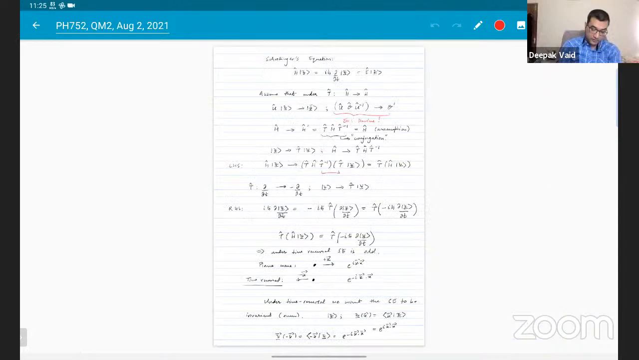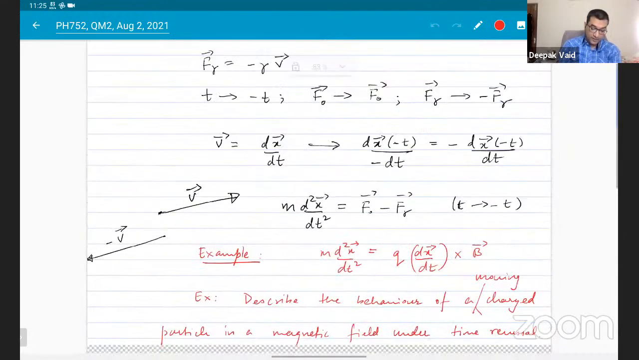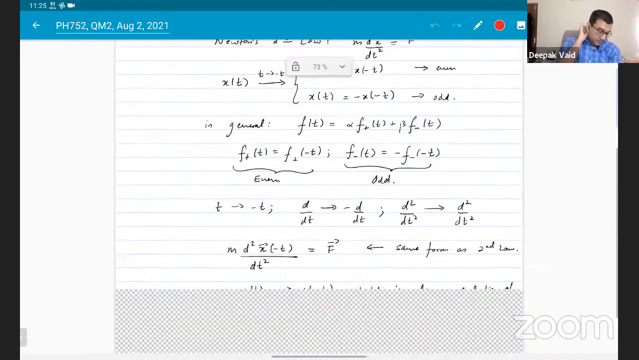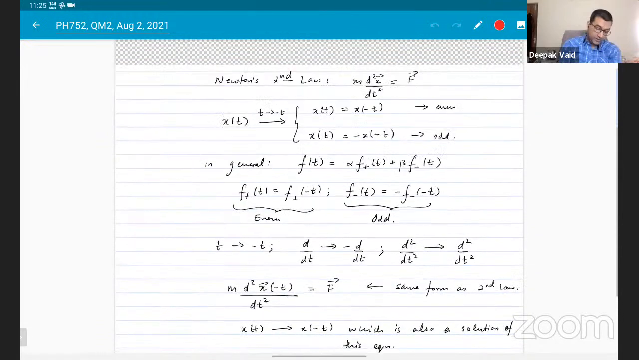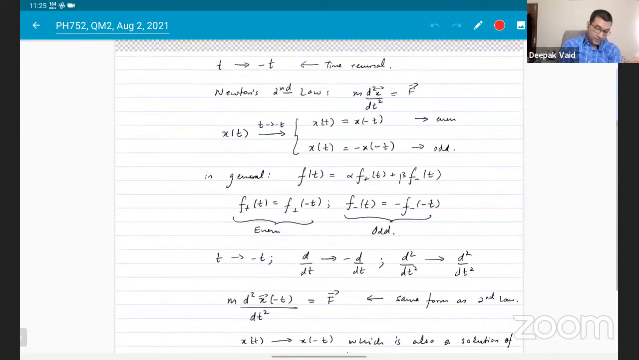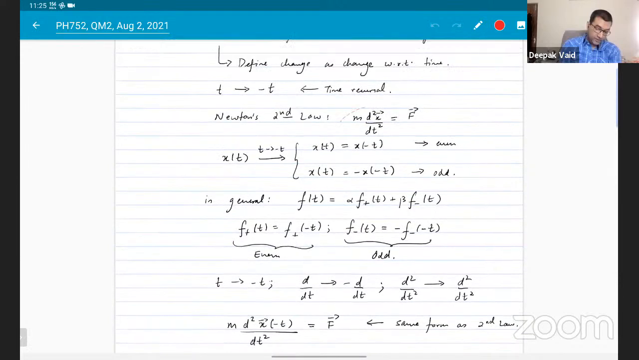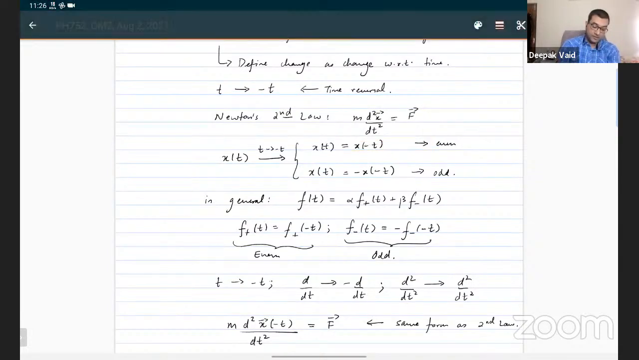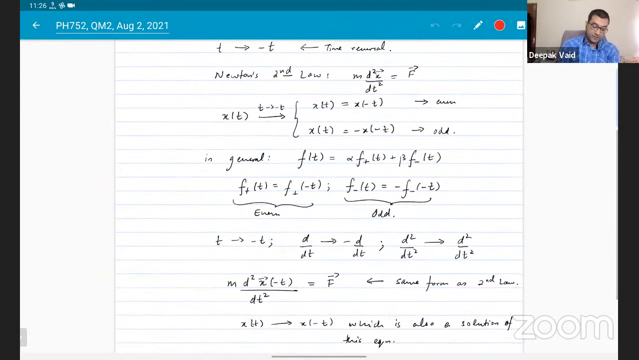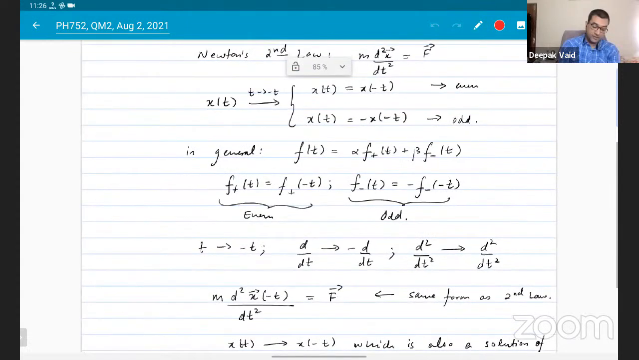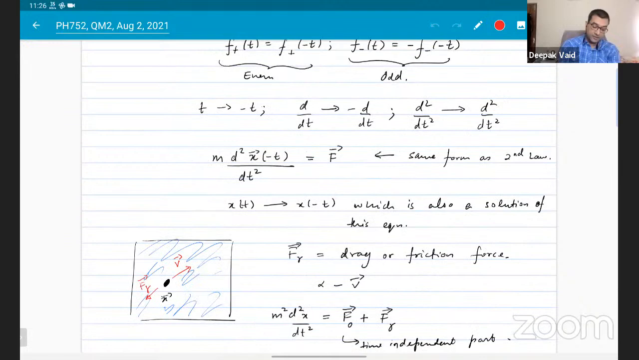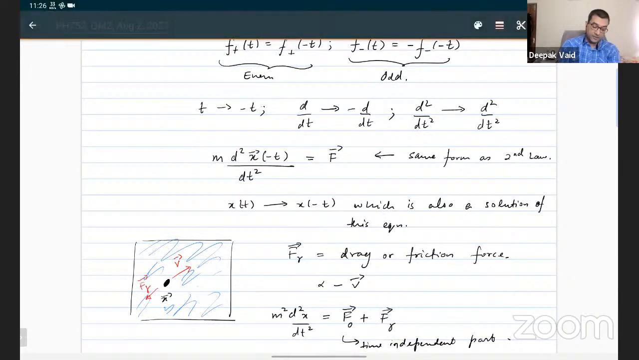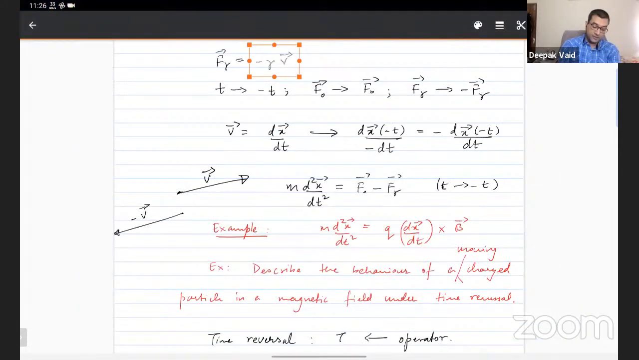In the last class, I had started talking about time reversal symmetry. What we saw is that we expect the microscopic laws of physics to be invariant under time reversal. In particular, take Newton's second law, which is time reversal invariant as long as the force doesn't have a component which depends linearly on the time derivative. For example, if you add a friction component, proportional to the velocity, this introduces dissipation into the system.